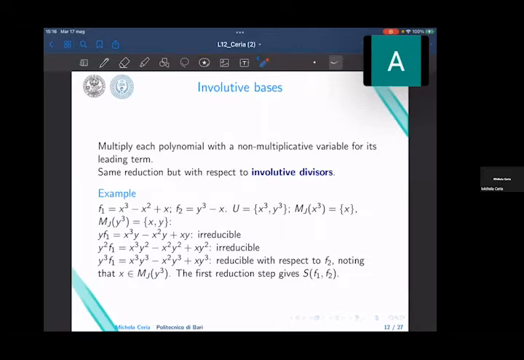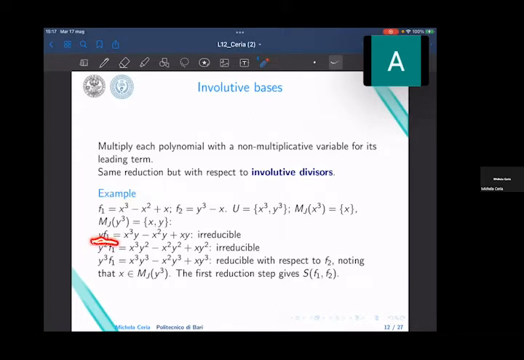Why do I say I get the S polynomials and I do it step by step? Let us consider this generating set. The leading terms are those x^3, y^3, that form my set U. And actually at this point, I took Janet division. The multiplicative variable for the first leading term is x, so y is not multiplicative. And y^3 has both of them multiplicative. What do I say? Okay, multiply each polynomial with a non-multiplicative variable. So I take this one and I multiply it by y, that is non-multiplicative.